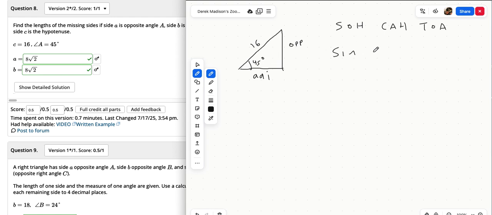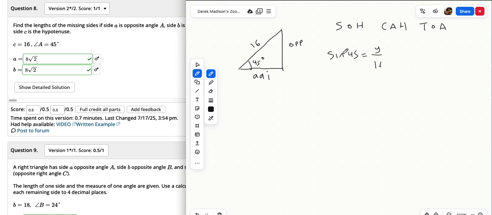this would be opposite the thing I don't know, so I'm going to call that y, just to avoid the A's and the B's. And that would be over 16. Oops, I didn't even write that, which was really dumb. I didn't put my angle in there. Sine of 45 would equal y over 16, so opposite over hypotenuse.